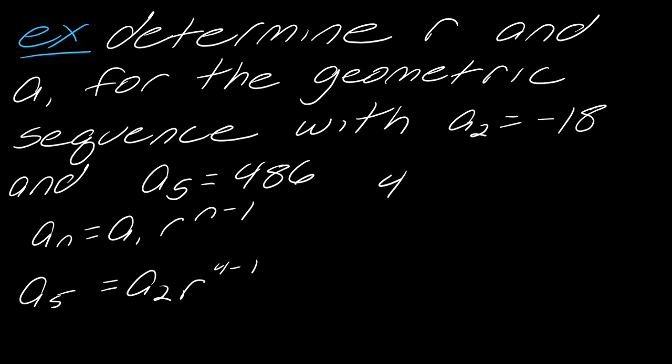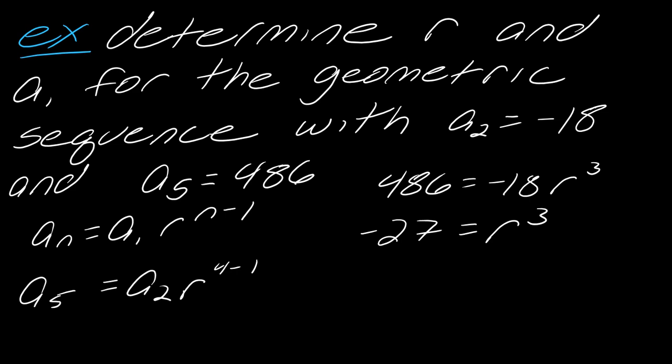I've got 486 equals negative 18 times R to the third. Okay, now let's try to solve this. 486 divided by negative 18 is negative 27. So I have R cubed equals negative 27. Then I can just take the cube root of each side and I get that R equals negative 3. So now I have found my common ratio.